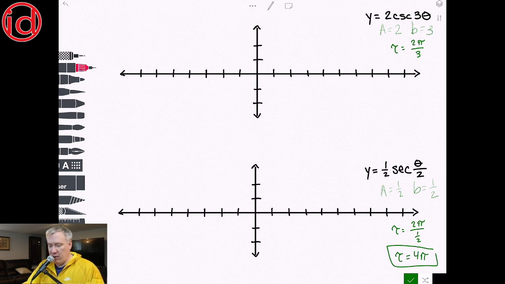And what I'm going to do is I'm not going to go straight away and just graph secant, cosecant. I'm going to graph the reciprocal. So the reciprocal of cosecant is sine. So I'm going to graph that one.